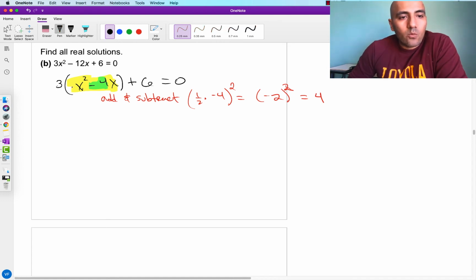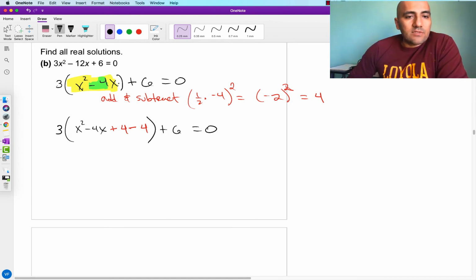Again, notice that I have a 1 now after I factored out that 3. So I'm going to leave my 3 out here. I'll have an x squared minus a 4x. And now what I'm going to do is I'm going to introduce a plus 4 and at the same time subtract 4. Adding and subtracting it gives me a plus 0. So I haven't really changed anything. Plus 6 equals 0. Right? So the only thing I did was introduce a plus minus 4 in here.